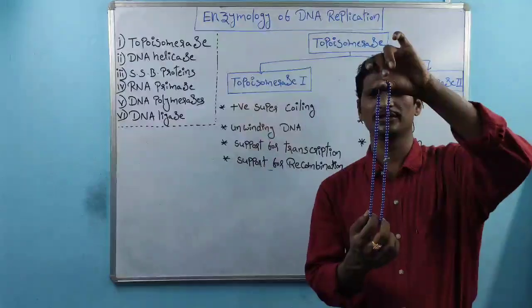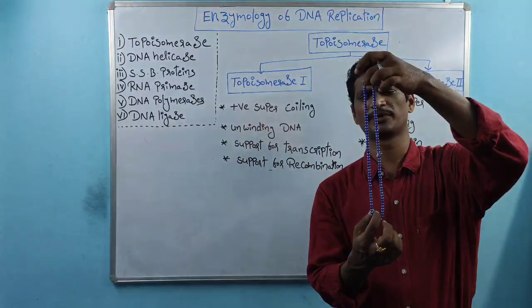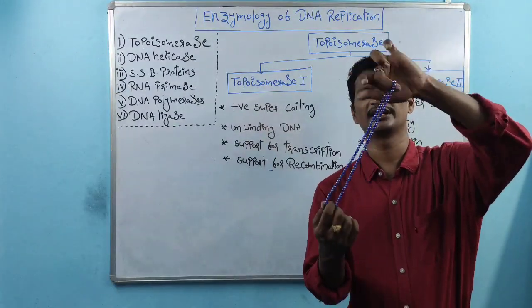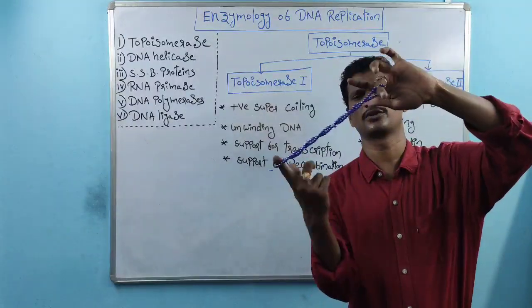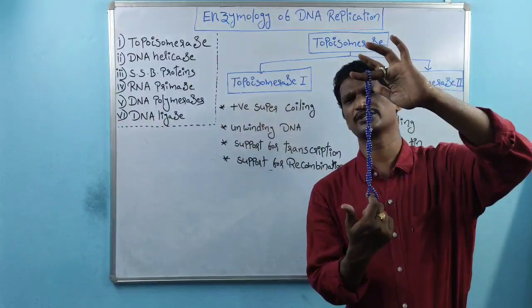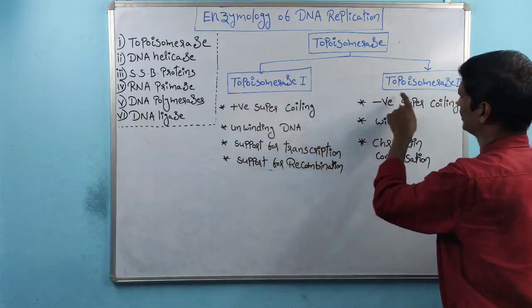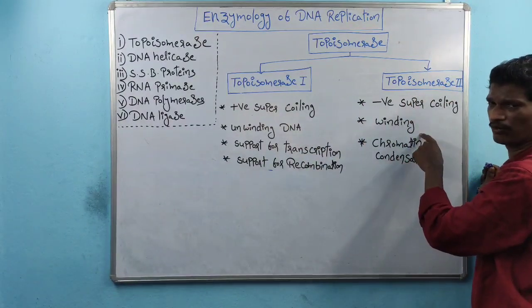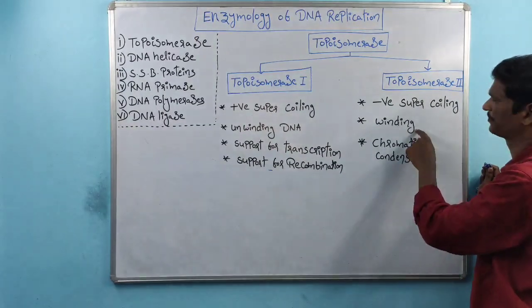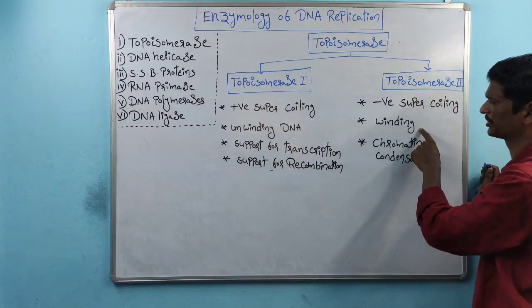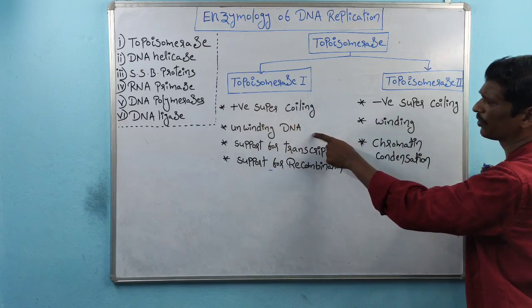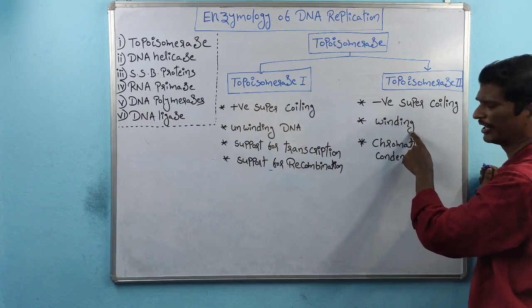Winding is nothing but, this is the DNA after DNA replication. This is the state of the DNA, right? Again, here helix-like structures are formed. So one removes the helix-like structures, and the second one is involved in helix-like structure formation. So one is unwinding of DNA, the other one is winding.